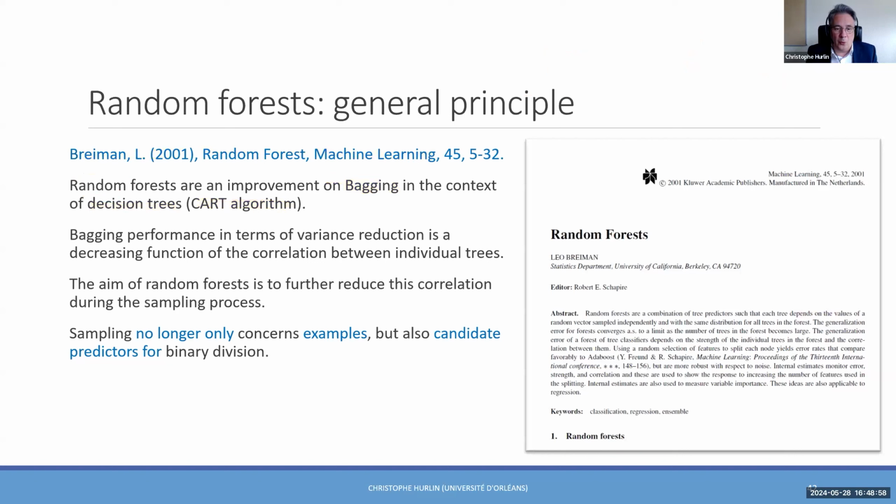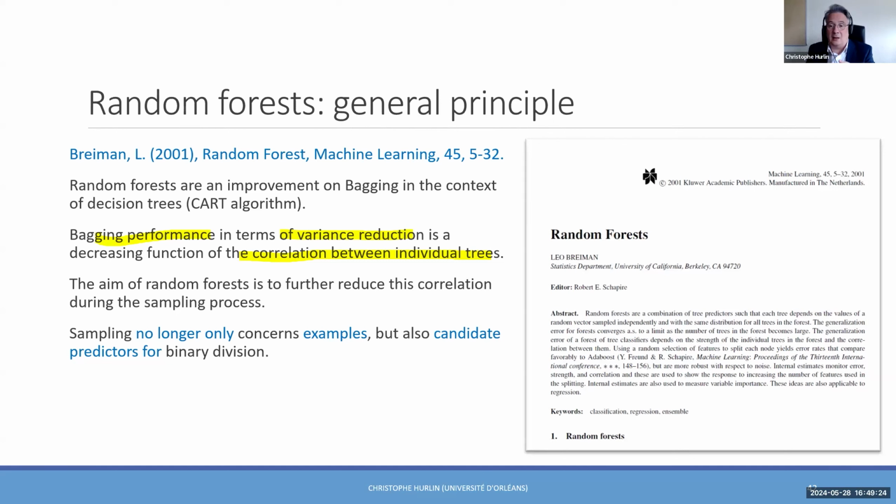Okay, we know that the performance of bagging, in terms of variance reduction, comes from decreasing the correlation between the individual trees. So if you have an idea to decrease the correlation between the trees, then you can implement it, and bagging will work better.